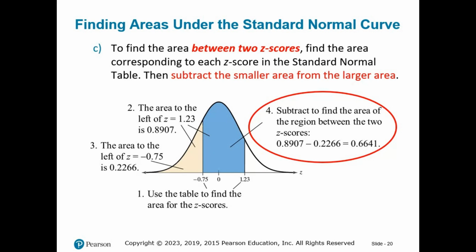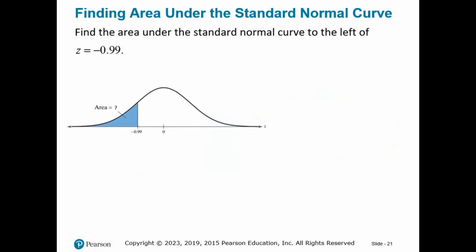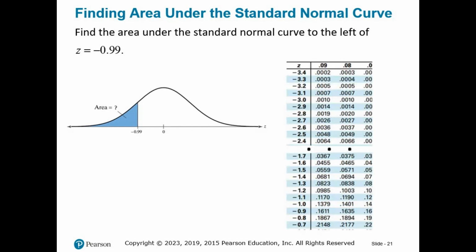Okay, let's try a few more, but this time I won't tell you everything that you need to do. I'll help walk you through the table. Find the area under the standard normal curve to the left of z equals negative 0.99. They give you a picture of about where that falls on the graph, and here's what the table looks like for that section. Pause the video and find the area.